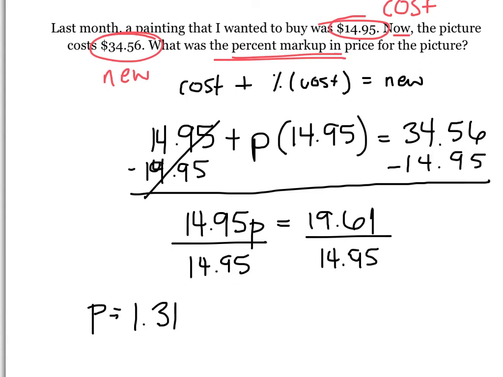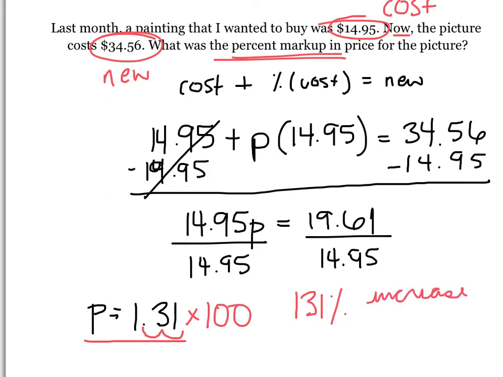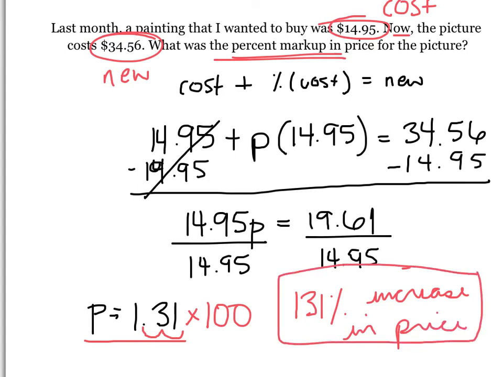However, remember, because it is a percent, we cannot leave it in decimal form. To change it to percent, we have to multiply by 100, like we've discussed. So moving that decimal over two spots, the picture was marked up 131% in price. And that is an outrageous increase, but it actually happens a lot at stores.